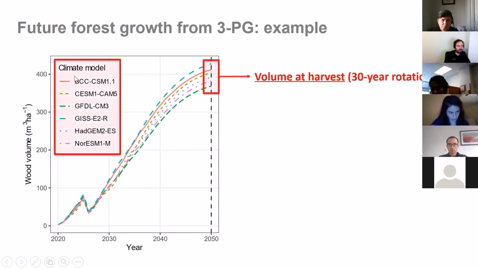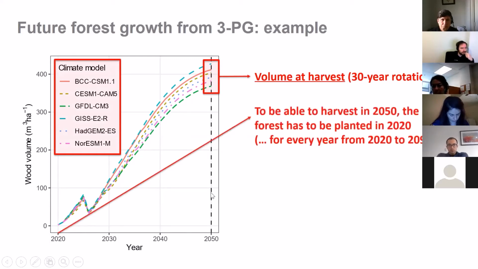What we are really interested in here is not how the forest is actually growing, but the volume at harvest, because at the end of the day, it's this volume that we're going to convert into logs and assign a value to. In this example, we're simulating a forest plantation that assumes a 30-year rotation. This dashed line represents harvesting. Clearly, to be able to harvest a forest in 2050, the forest has to be planted in 2020. Assuming 30-year rotations, a forest that we're going to harvest in 2051 needs to be planted in 2021, and so on and so forth.